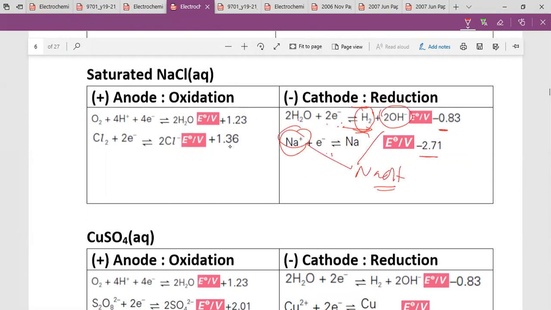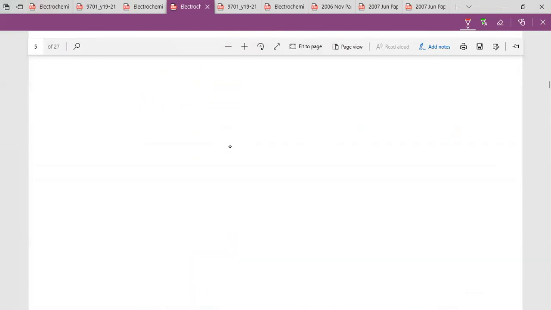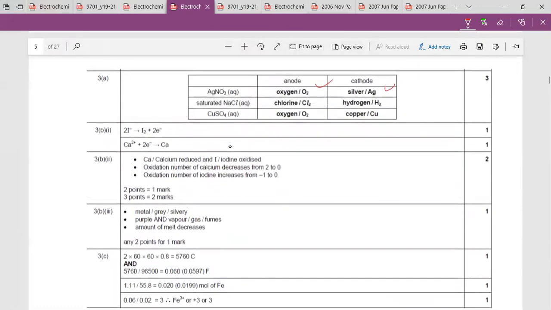Now in this case, saturated, of course, the Cl minus is going to be given out just like just now, because this one becomes less positive, less positive to be positive 1.05. So going backwards is negative 1.05 compared to negative 1.23, isn't it? So this is given out. Chlorine gas and hydrogen gas are given out. See? HCl. So you can see here the answer is HCl.